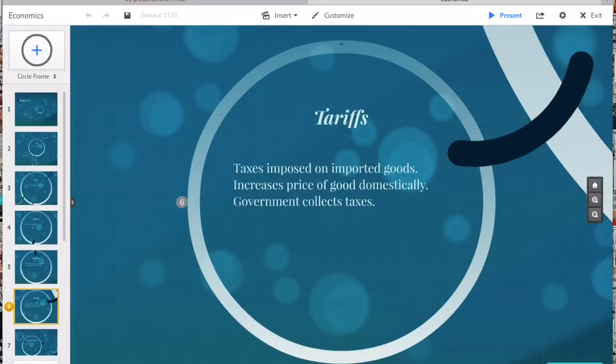Tariffs are a tax on imported or exported goods. This usually will increase the price of goods domestically. Government collects taxes, benefits domestic producers because it is harder for foreigners to compete, and it also benefits government because of revenue, but not consumers. Most economists view tariffs as an overall negative for the importing country.